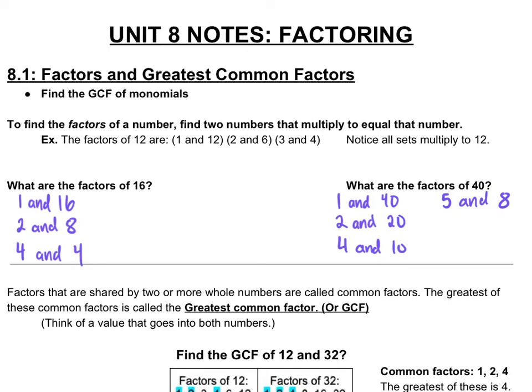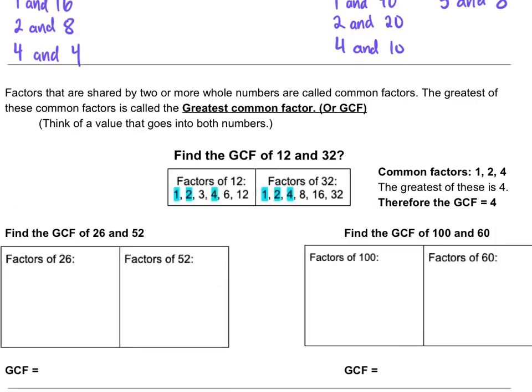So moving on, factors that are shared by 2 or more whole numbers are called common factors. The greatest of these common factors is called the greatest common factor. So basically what that states, so we want to look for the biggest factor of 26 and the biggest factor of 52 for our first example.